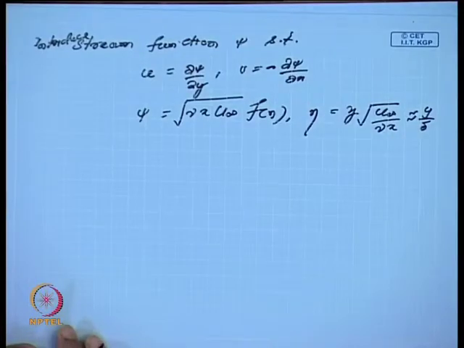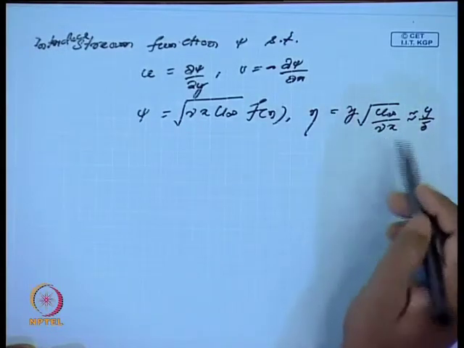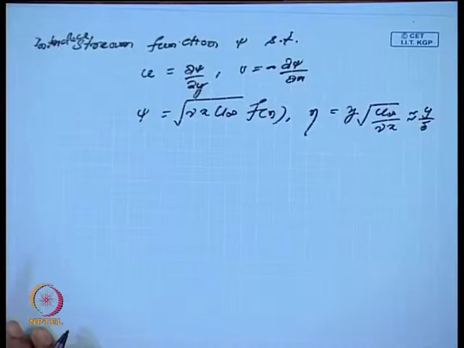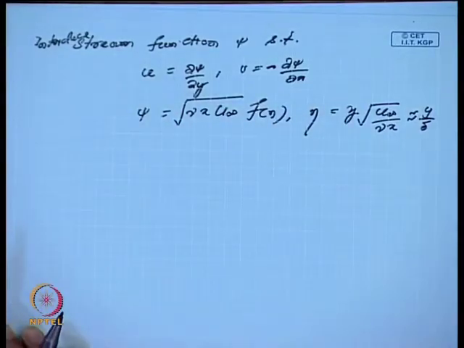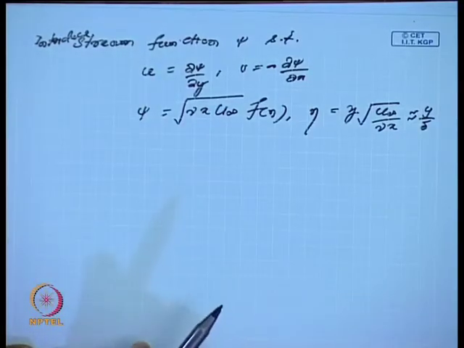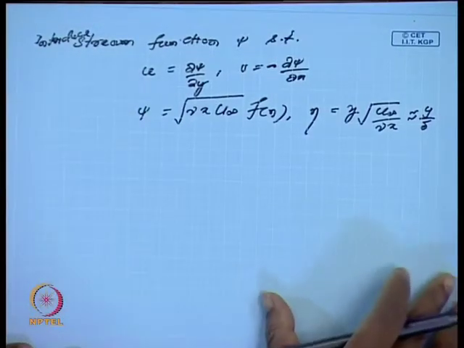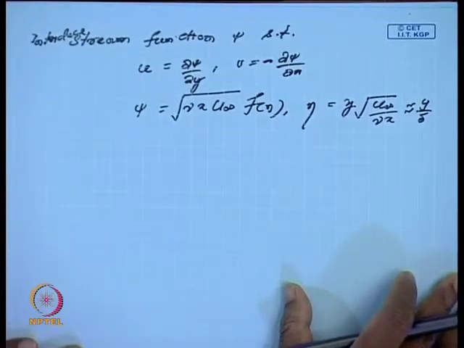In fact, when I talked about similarity theory, I said eta is some y by g of x, and g of x is proportional to the boundary layer thickness. Here I have brought in a function f of eta. By using this function, the problem in the two variables u and v, and the variables x and y, will be recast into a problem in f of eta, that is, one differential equation. That will help us significantly to solve this problem.